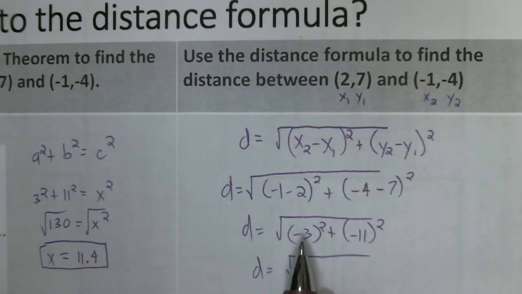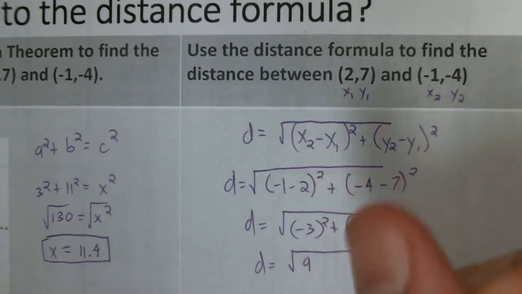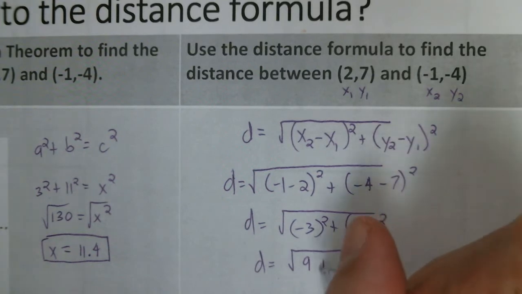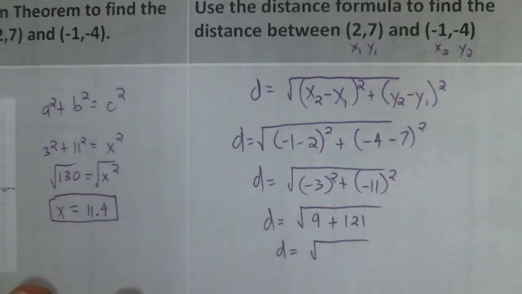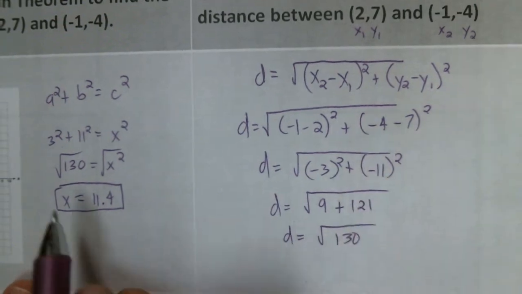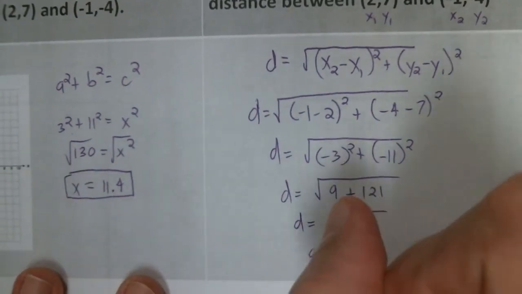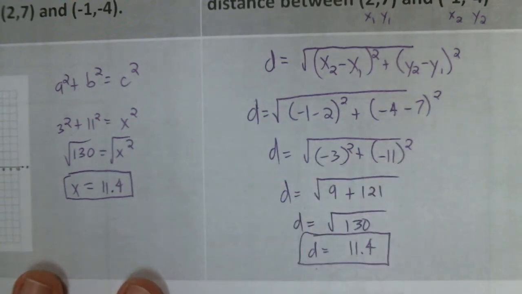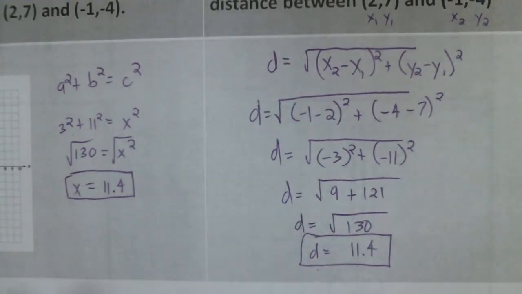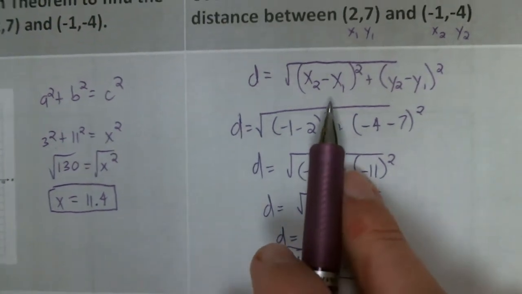Okay, -3 squared is just 9. Anytime I square a negative, I get a positive. 11 squared is 121. And when I add those together, I get, oh look, the square root of 130. And I still get the exact same thing. Whoa. Pretty cool, huh?